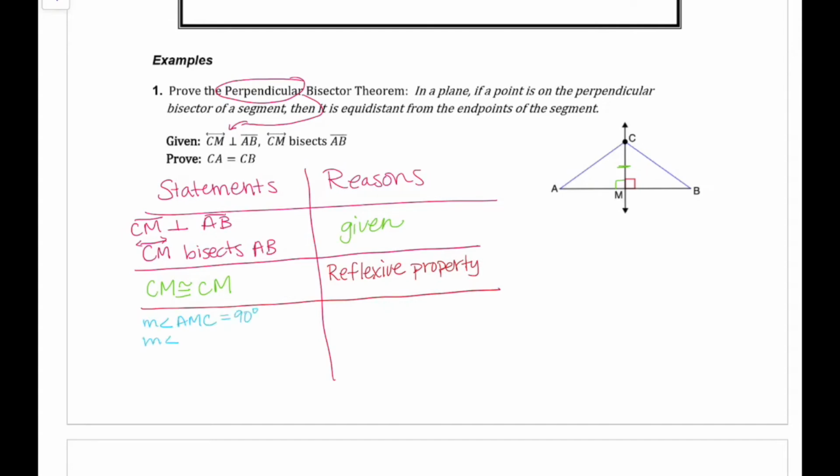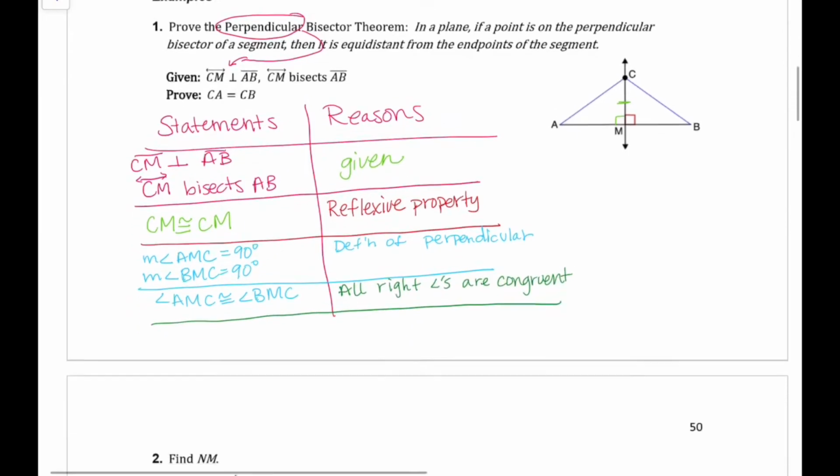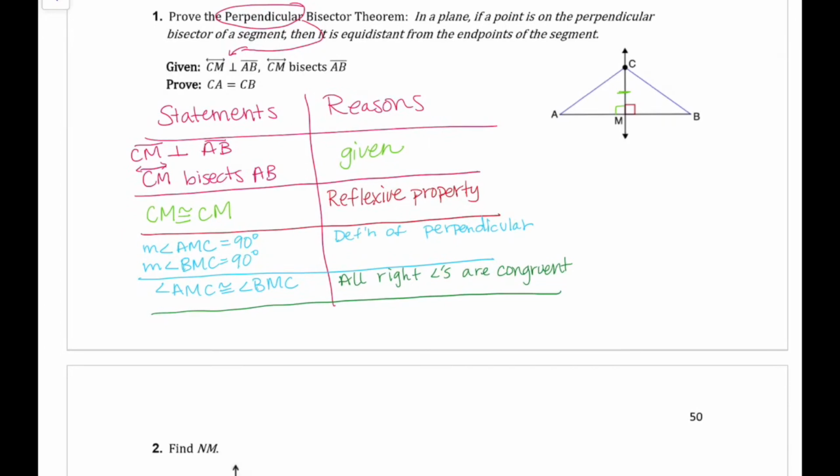Well, the measure of angle AMC is equal to 90 degrees and the measure of BMC is equal to 90 degrees. The reason we know this is the definition of perpendicular. This is a perpendicular bisector. Since both AMC and BMC are equal to 90 degrees, they are equal to each other. On this line, you can put all right angles are congruent, or you can just put transitive property. Either one of those is fine.